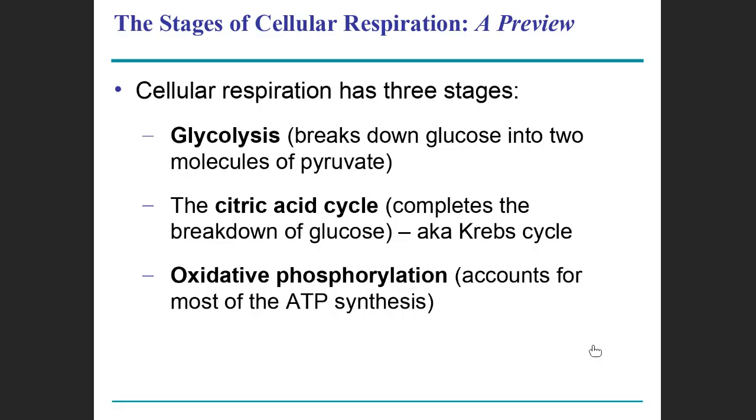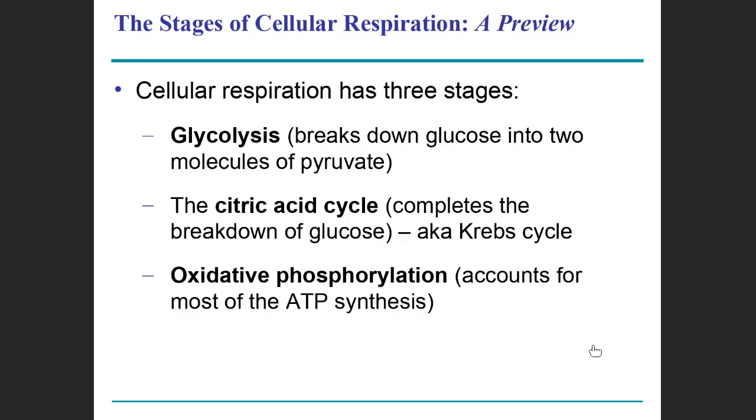And this is a long process with many, many biochemical reactions. And all those reactions are required to make all this ATP, but there's a lot of enzymes involved. And there is some hydrolysis of ATP in order to start the process. And that's why you need some ATP in order to make more ATP. But glycolysis, Krebs, and the electron transport chain and oxidative phosphorylation. When you phosphorylate, you're adding a phosphate group onto a molecule.